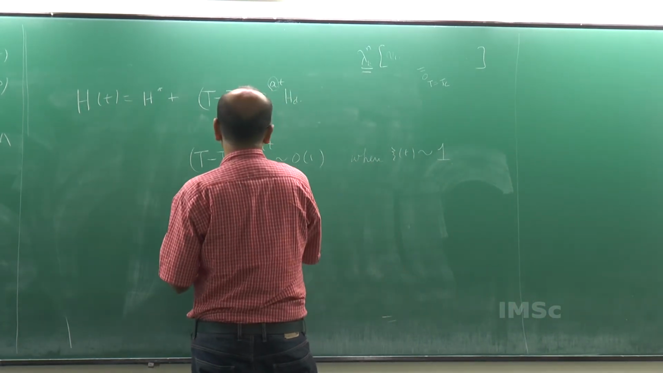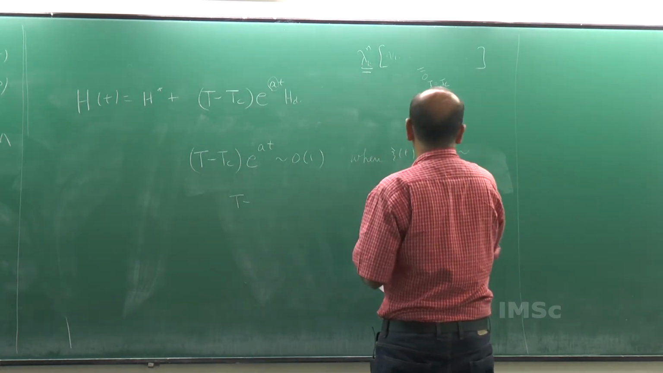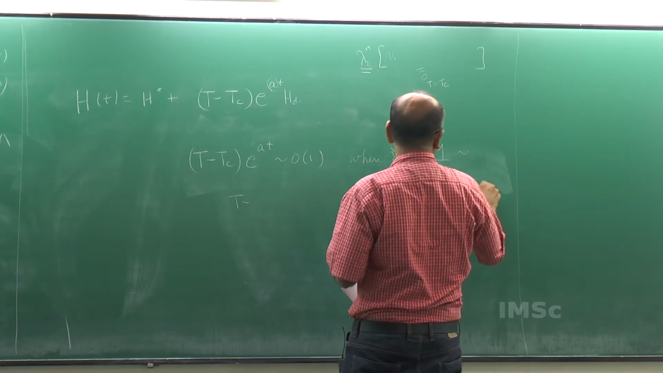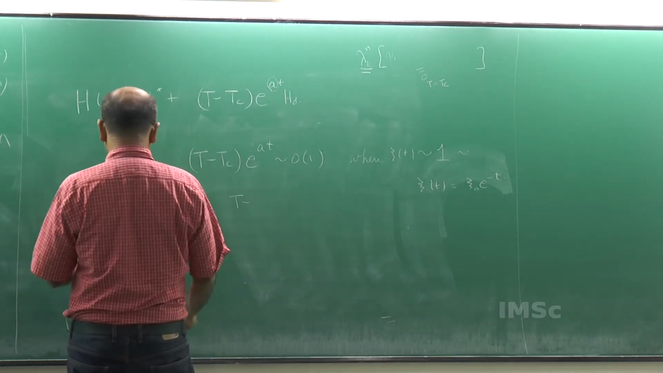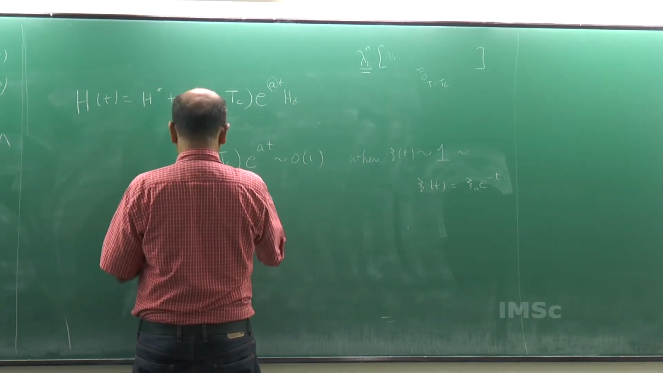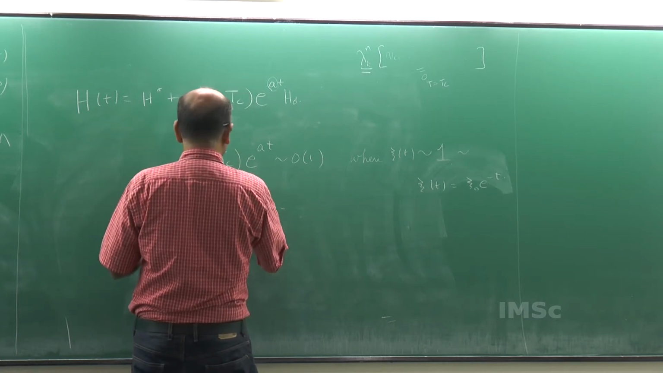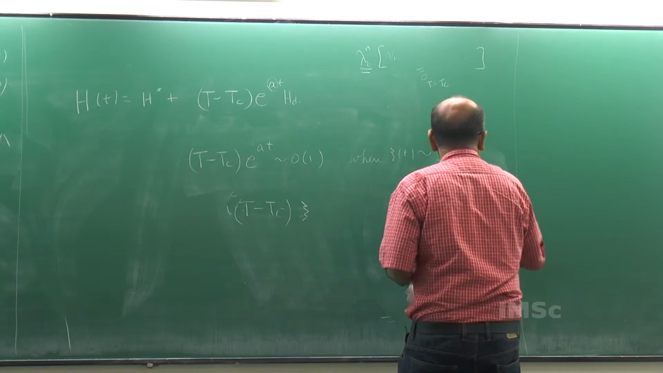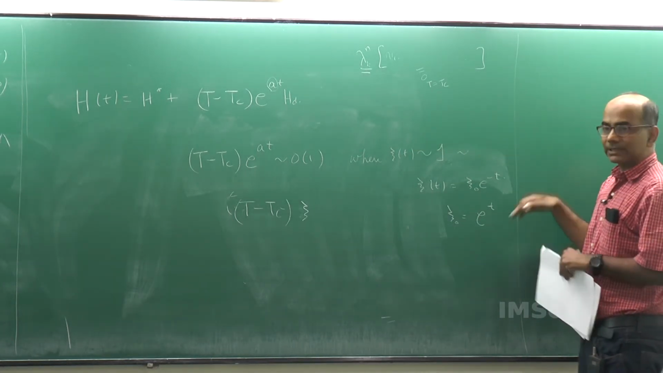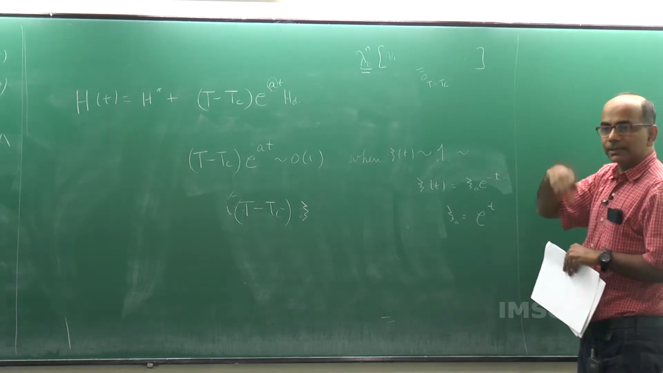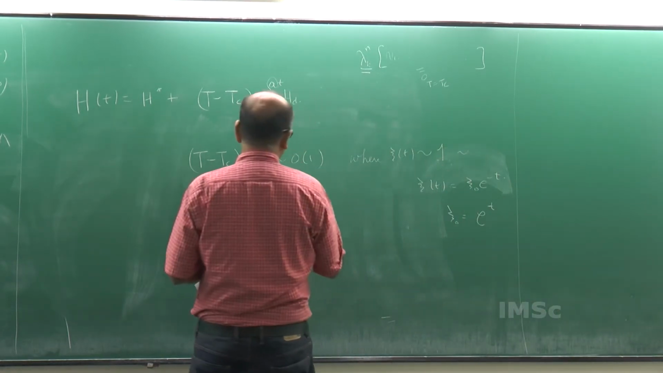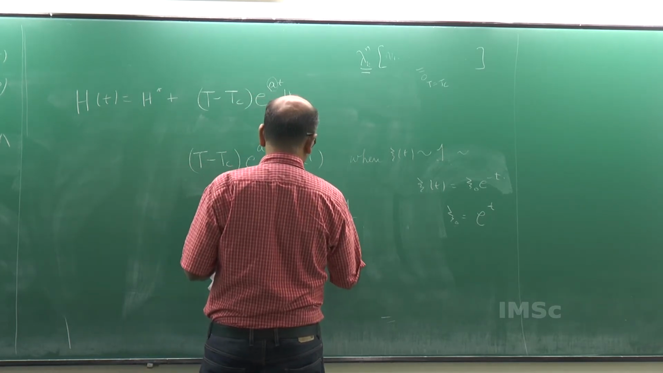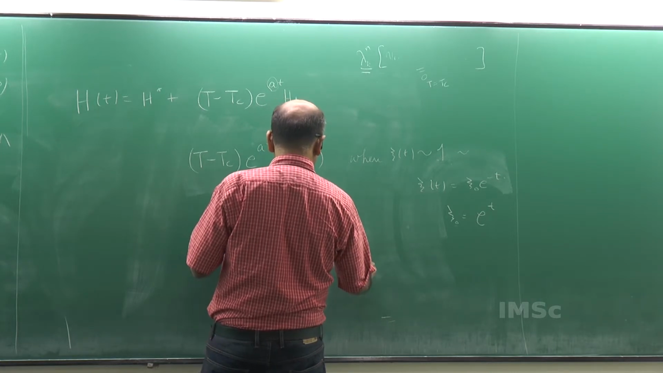So c of t is like e to the power of minus t. So t minus tc times e to the power of at is order 1. Let t be the time at which this happens. That means your initial correlation length must have been e to the power of t. The longer you have to wait for this to happen, the larger your initial correlation length. So c is of order e to the power of t, so this is c to the power of a, order 1. That means c goes like 1 over t minus tc to the power of 1 over a.